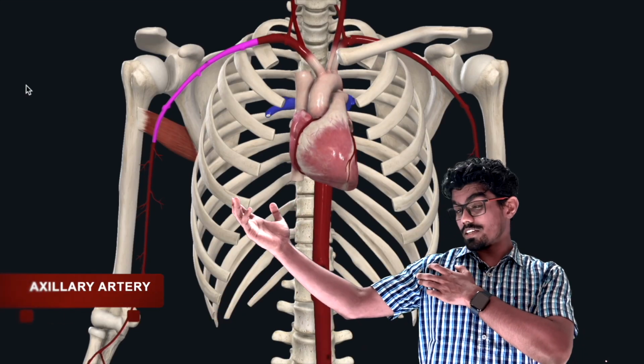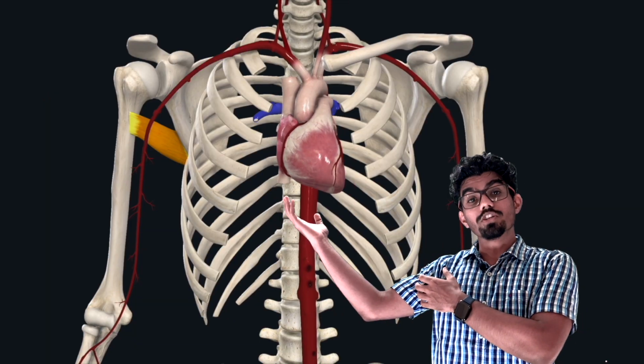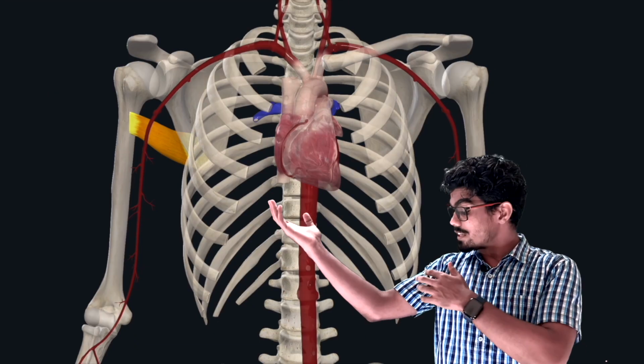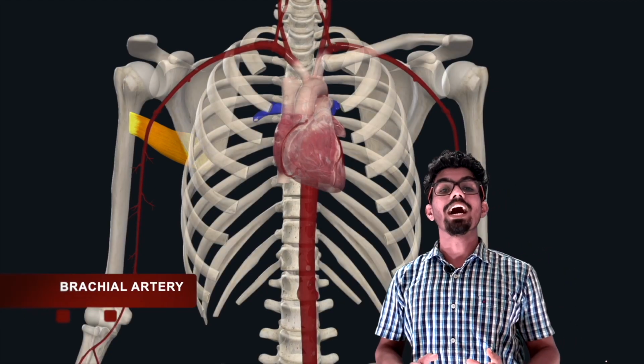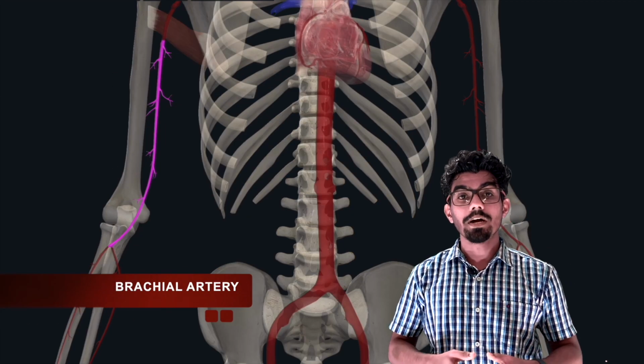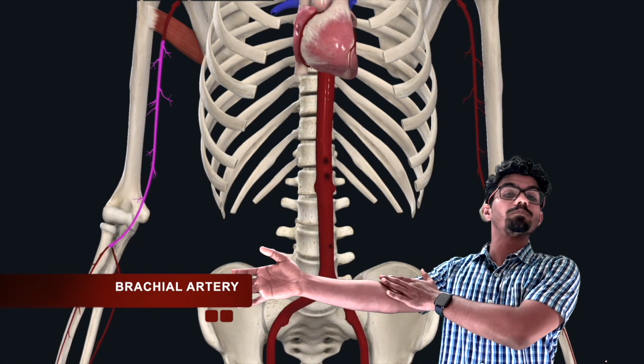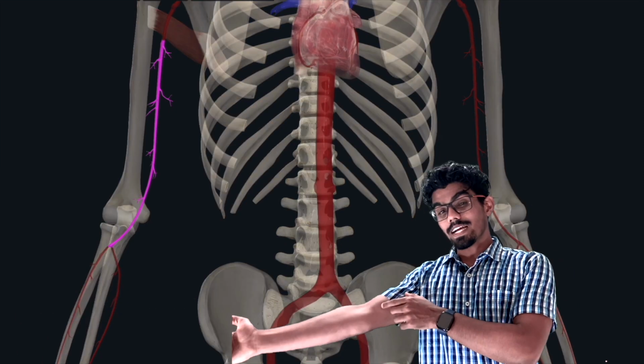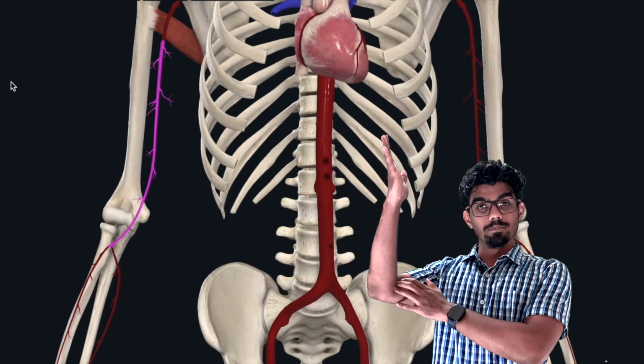Now your axillary artery goes towards your axillary region. Now this artery is running like this. When this axillary artery crosses the outer border of your teres major muscle, the same artery is called your brachial artery, because now the same artery is present in the brachial region. Clear? Now the brachial artery is present in the upper limb.